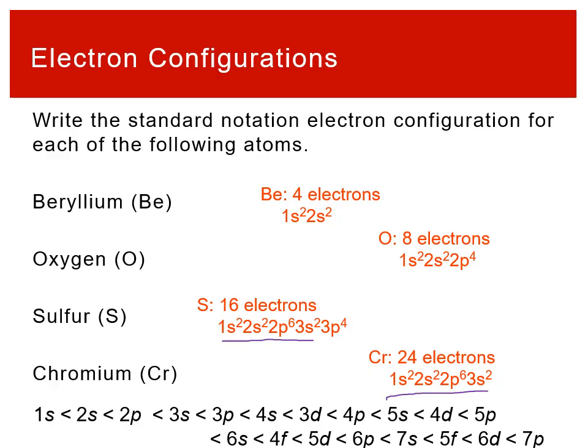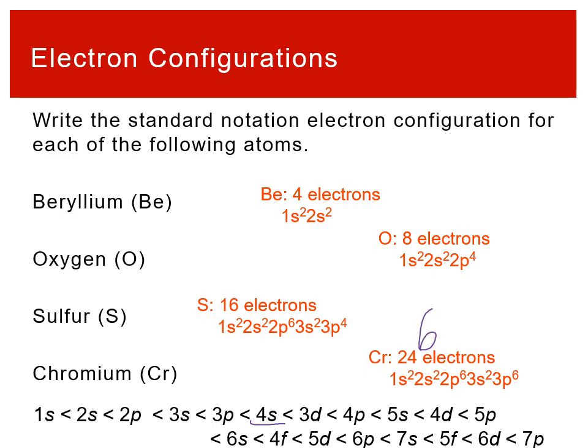But we need more, right? That gets you to a total of 12. Chromium has 24 electrons, so we need 12 more. So we ask that question. The next highest is 3p. That can hold 6. We need more than that, so we're going to fill up that 3p6. So then we're now sitting at 18 total. We need to do 6 more.